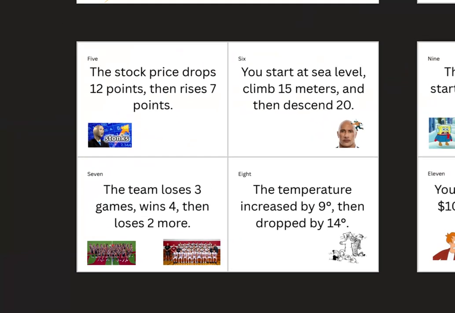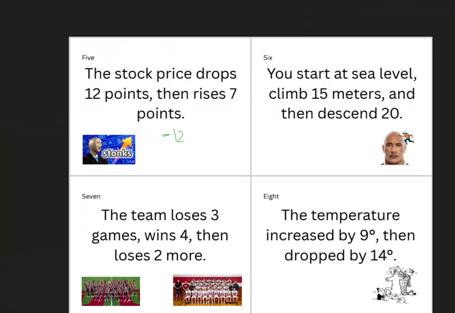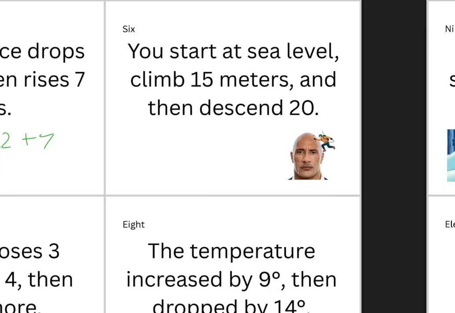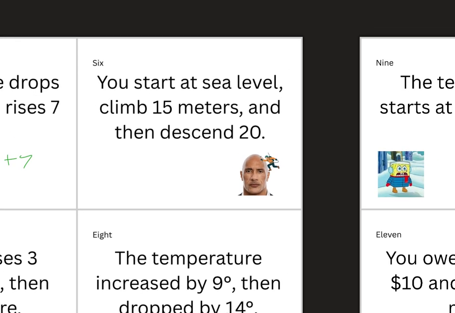Moving on, the stock price drops 12 points. It drops, and then it rises 7. This one kind of leads itself pretty easily to just adding an S out front, because what was the stock price? It didn't just begin at negative 12, right? It had to start somewhere, and it started at an unknown spot, right? You start at sea level, you climb 15 meters, you descend 20. That works. You could be the climber who you add 15, you subtract 20. You could be the climber who just subtracts 20, descends 20.